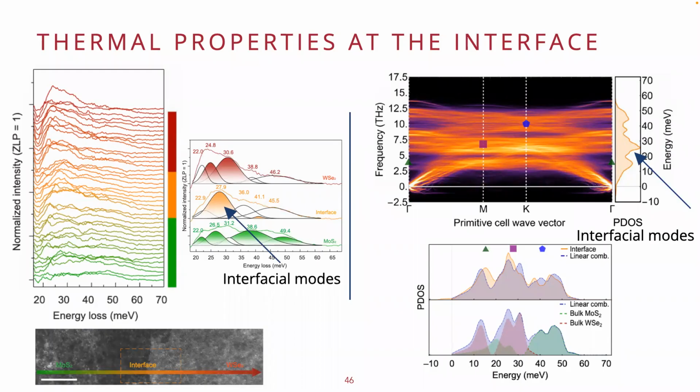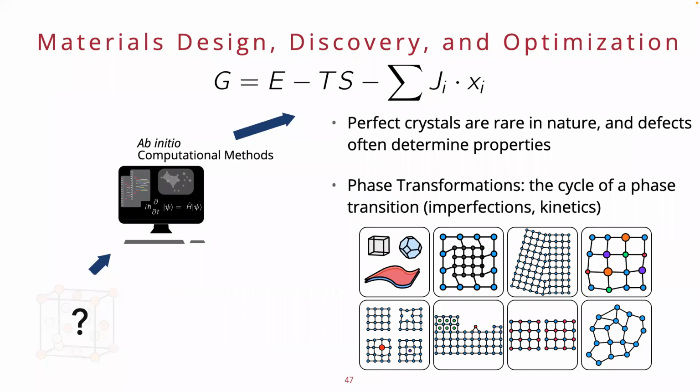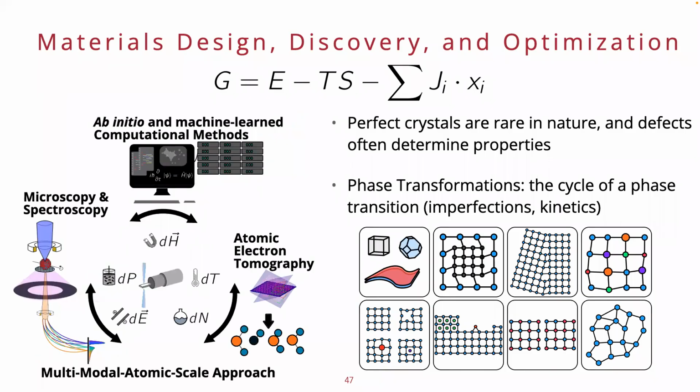Just to finish up, I think this is a really exciting time for material science in general. A lot of times I'm most interested in looking at disorder and trying to understand phase transformations and how the kinetics and imperfections are actually regulating these phase transformations. And in the future, I hope that this multimodal framework, where we're taking our atomic electron tomography coordinates, trying to understand the microscopic properties, and validating them with different microscopy and spectroscopy techniques, can help solve some of the grand challenges in material science.